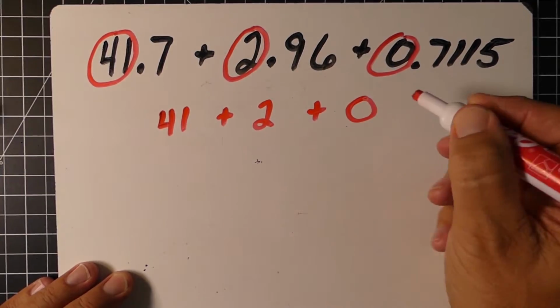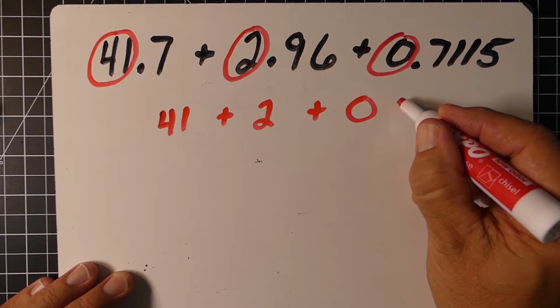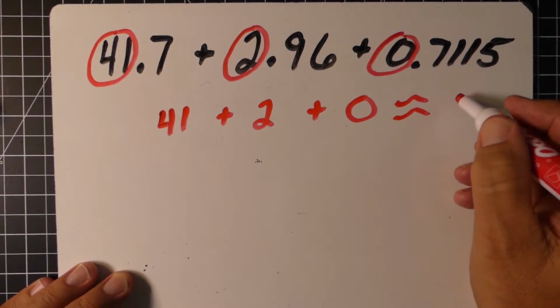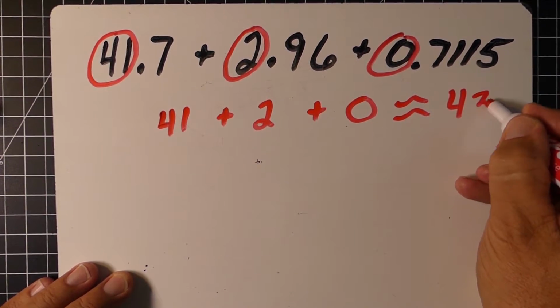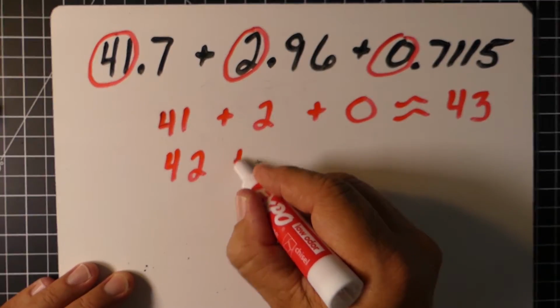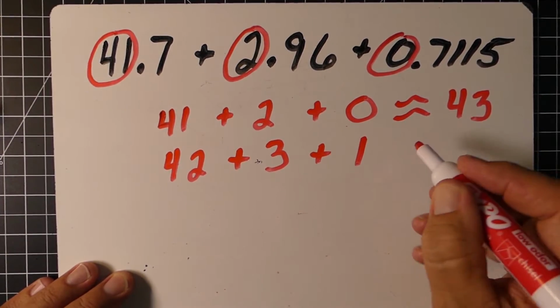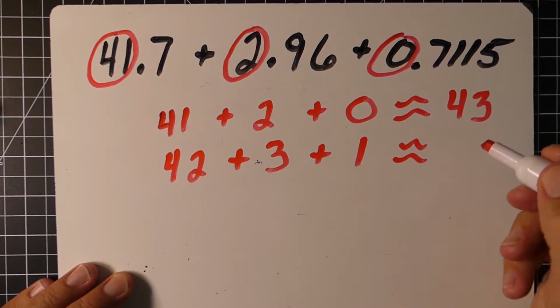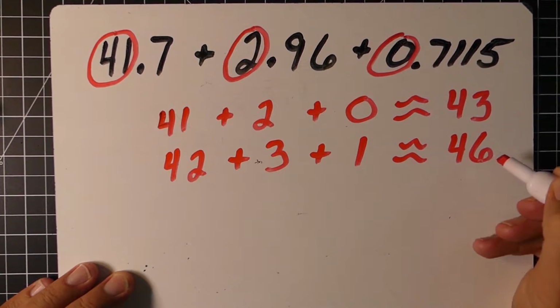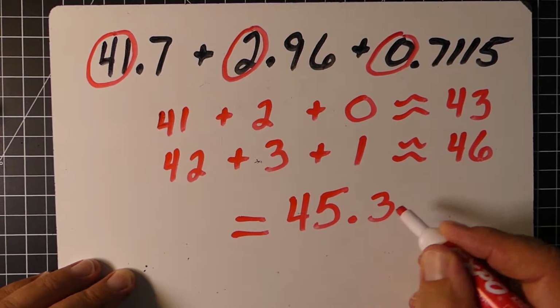So if you just look at the whole numbers, you have 41, 2, and 0. So we would say to ourselves, we should get an answer around 43. Now, if we actually round the numbers off, it's a 42, a 3, and a 1. And so we could say we should get an answer around 46. So with these two in mind, we should probably get an answer around 43 to 46.